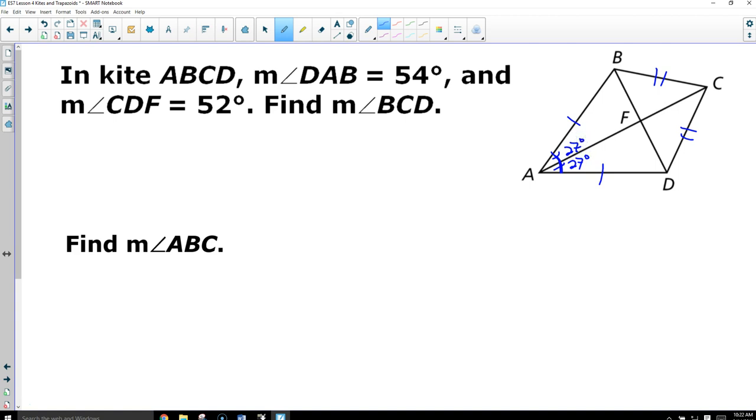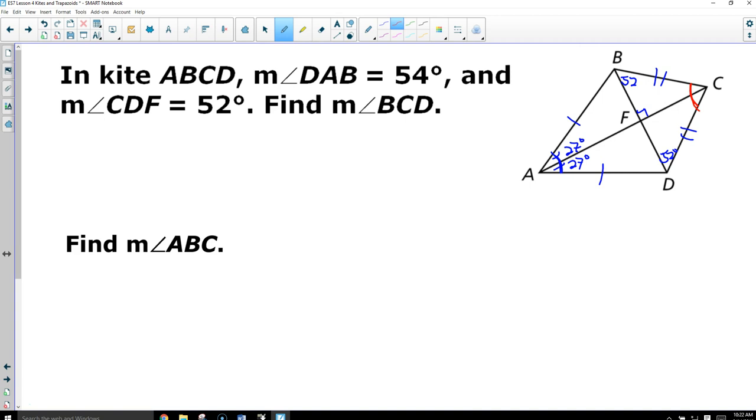And it says the measure of angle CDF is 52. I would also know that this angle here is 52. And of course I know that those intersect at a right angle. Find the measure of angle BCD. So I need to find the measure of this angle here.